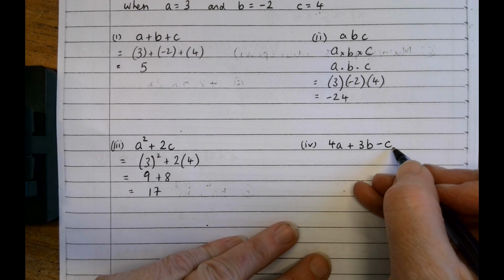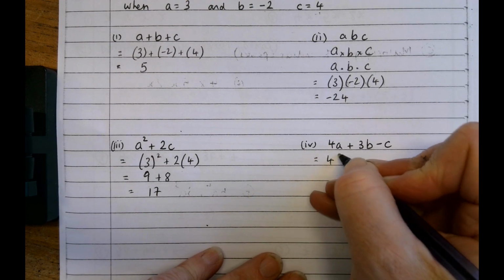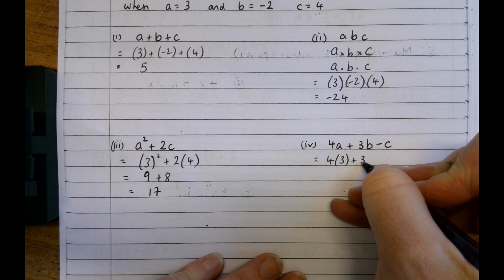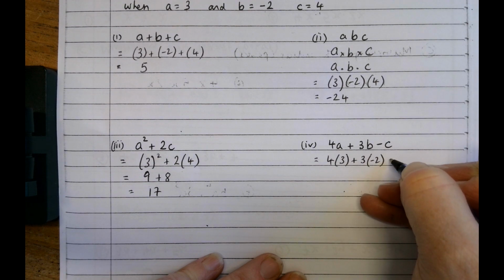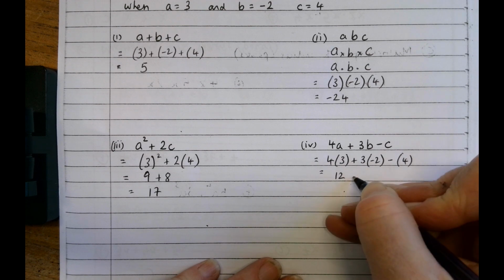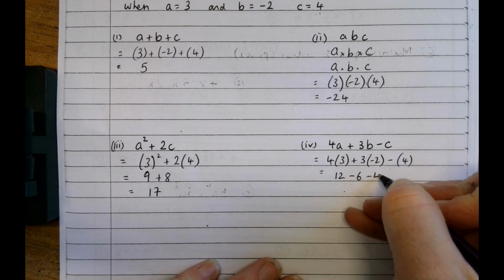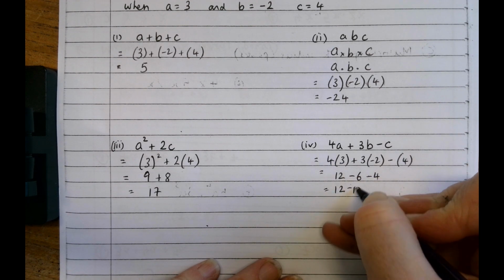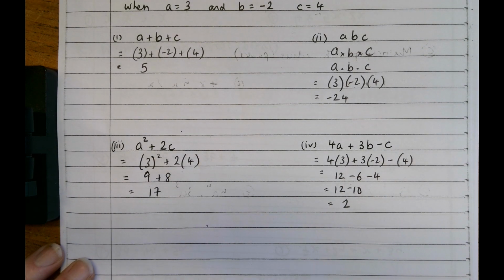4A plus 3B minus C. That means 4 times A, so 4 times 3, plus 3 times -2, minus 4. 4 times 3 is 12. 3 times -2 is -6, minus 4. So I've got 12 minus 10, which is 2.